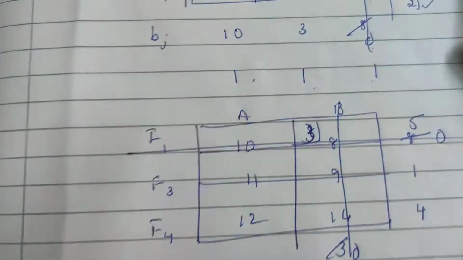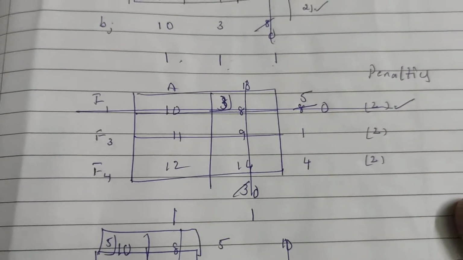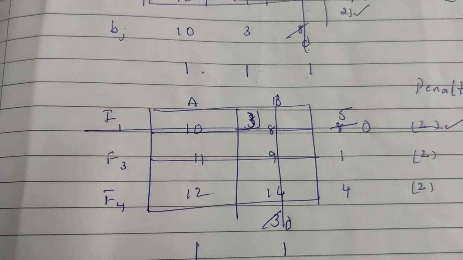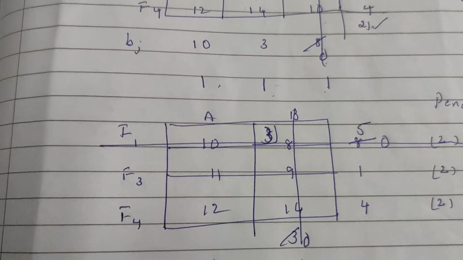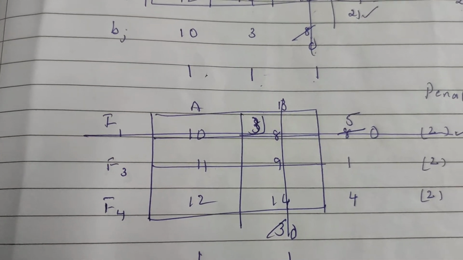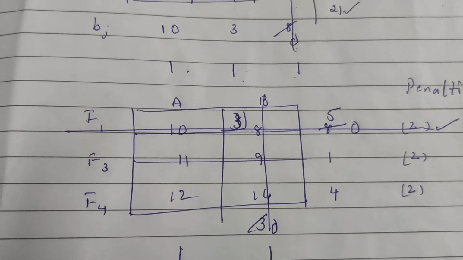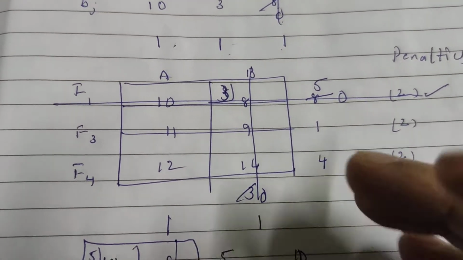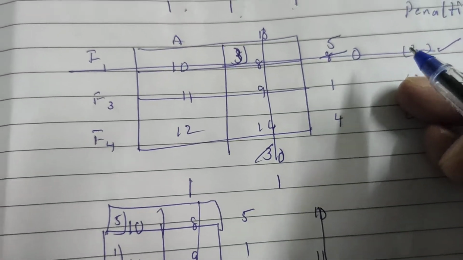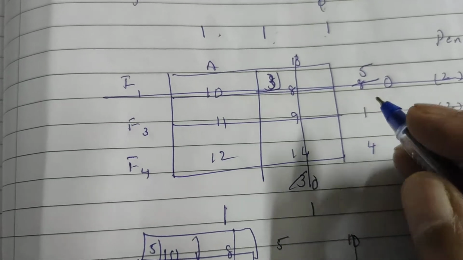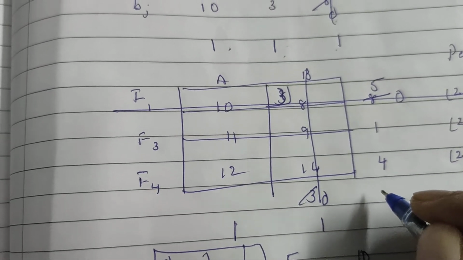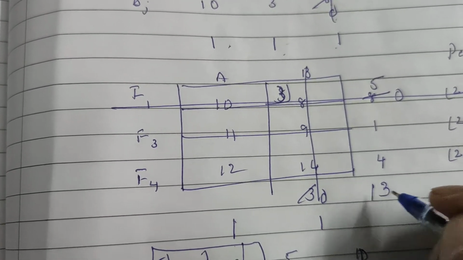Table number 3 as here. Write down F1, F3, F4, and A and B. Only 2 rows are there because the third row is cancelled. First one, 8, 1, 4. 8 plus 1 is 9, 9 plus 4 is equal to 13 here.